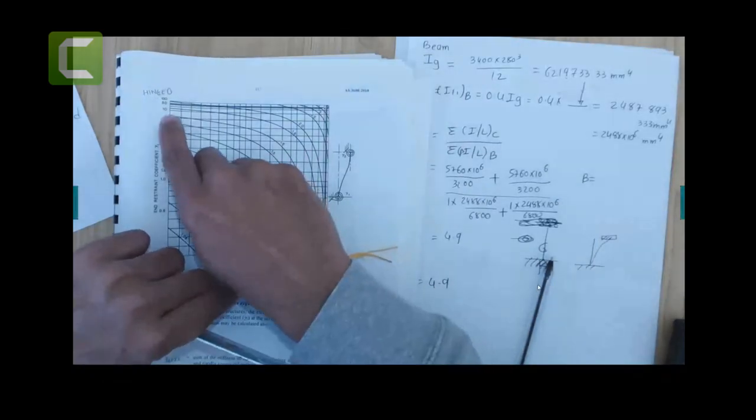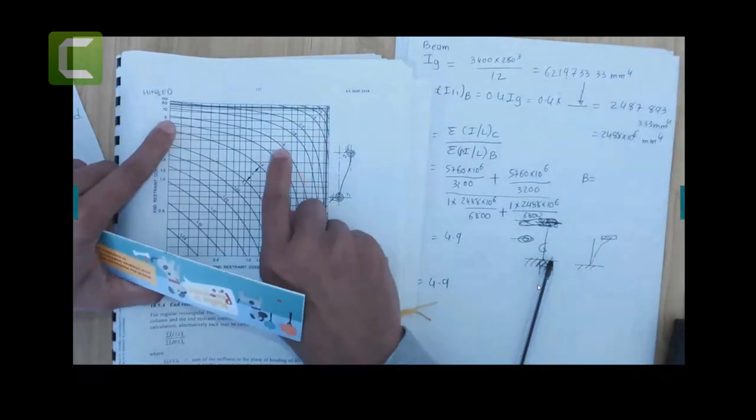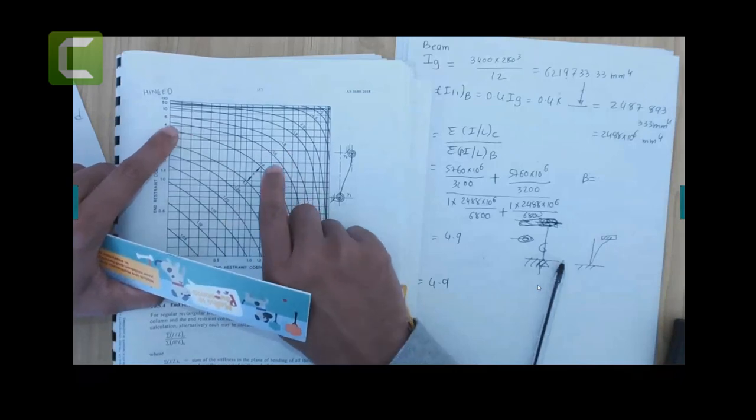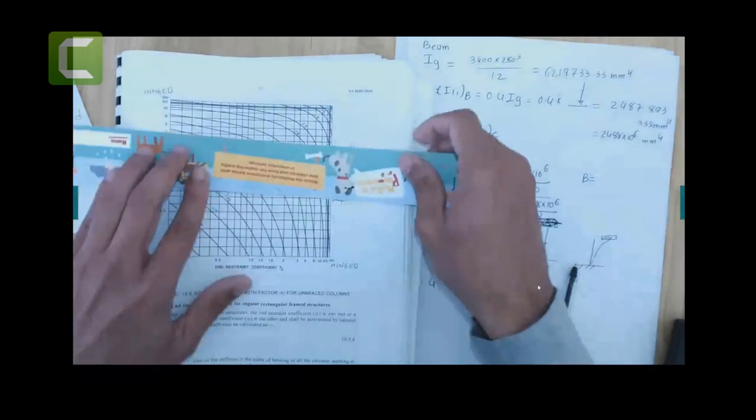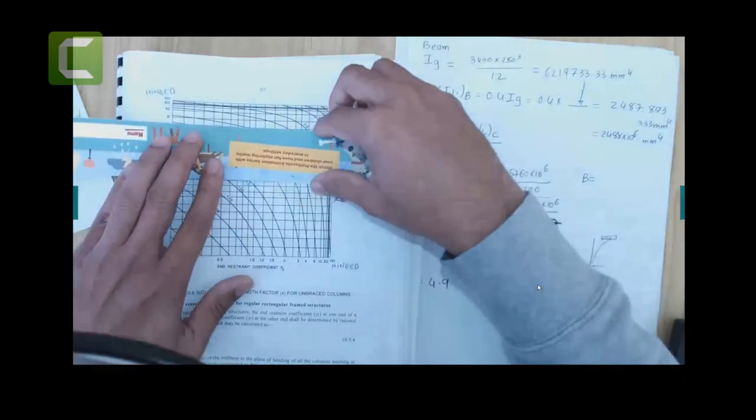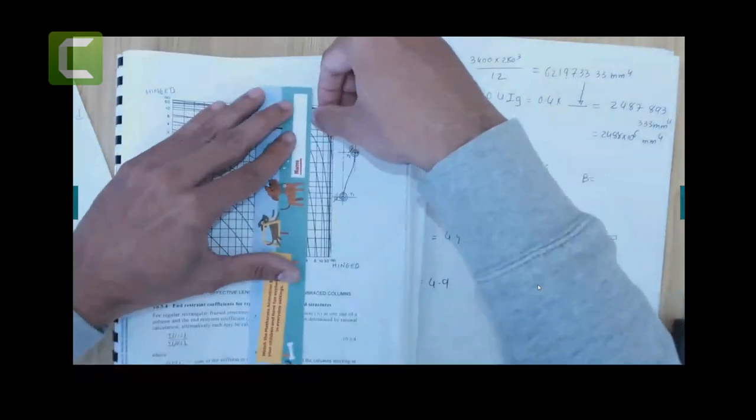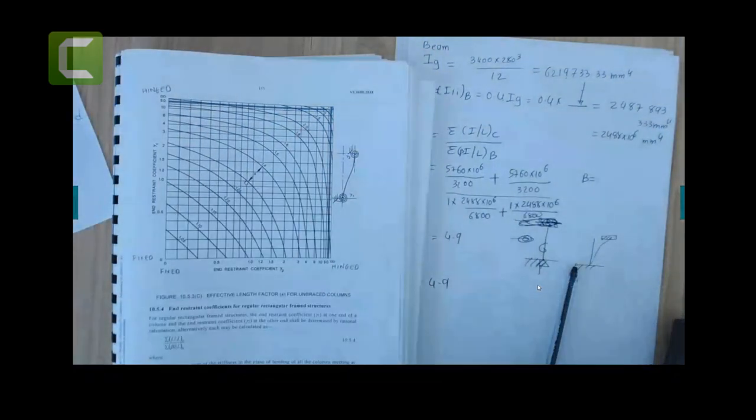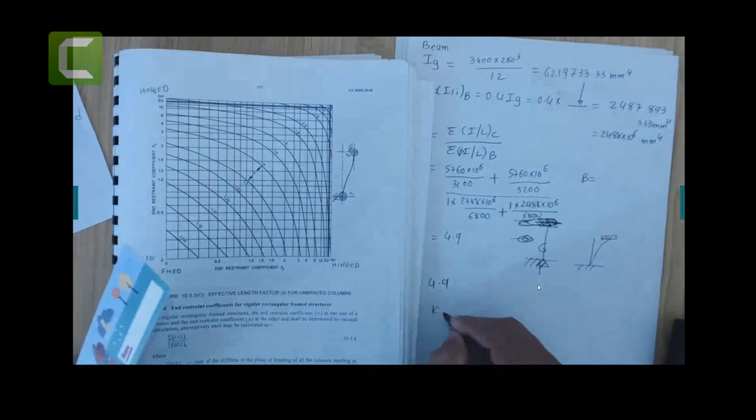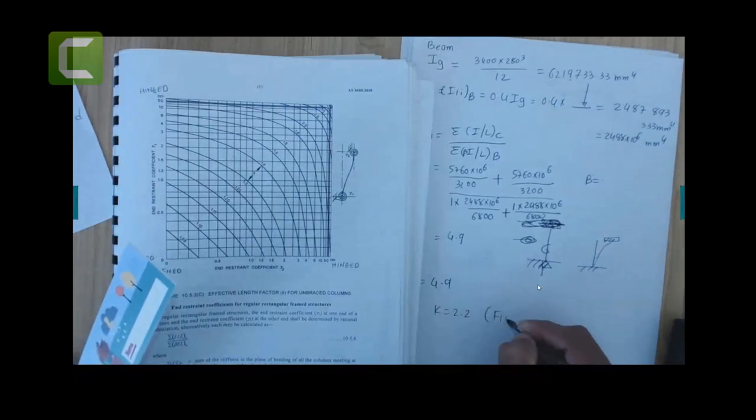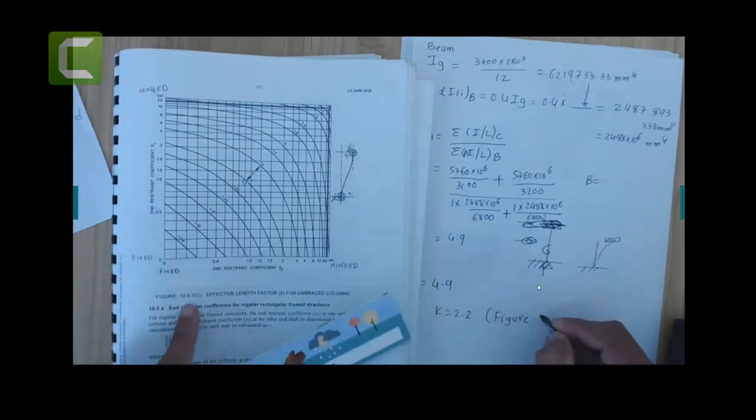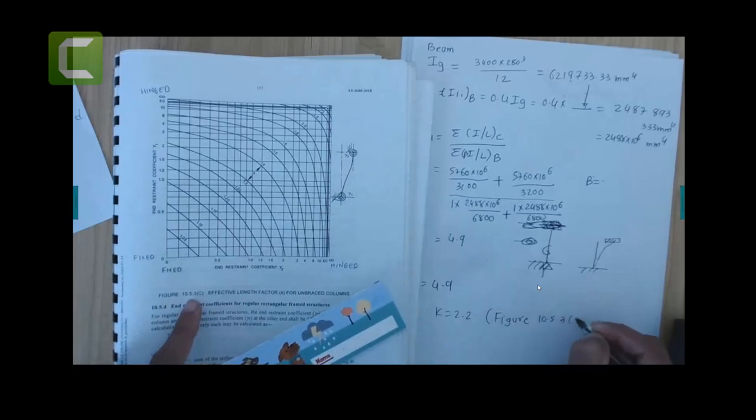Somewhere between 2 and 2.5, between 4 and 6, because you have almost 5. At 4 you have 2, and at some value here. If you cross it up to here at 5, you will get around this particular point, k equal to 2.2, coming from figure 10.5.3c. If you look at the figures on the back of these tables, you can make sure that the table gives the same thing, 2.2, look at that.